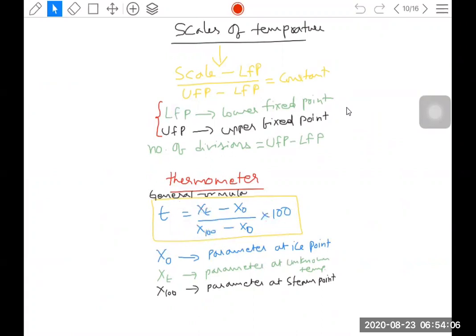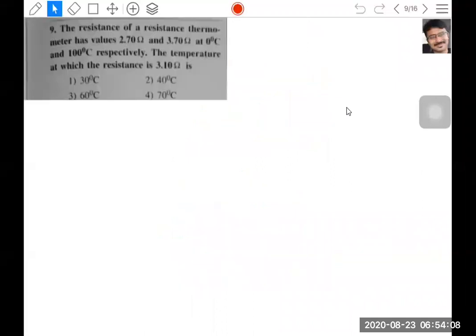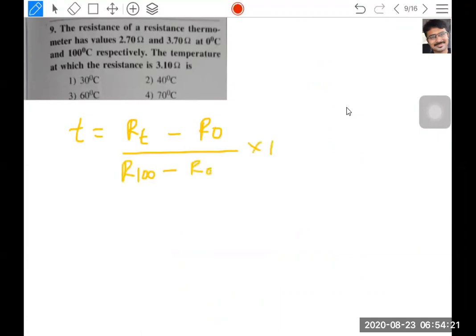So by using this general formula, what should I write now? Yes, it is related to the resistance thermometer. What is the formula? T is equal to (Rt minus R0)/(R100 minus R0) into 100. This is the resistance thermometer formula. In the data, if you observe, what are the R0 and Rt values? R0 is given, R100 is given, Rt is given. If you know them, you have to find the value of T. That is the question.